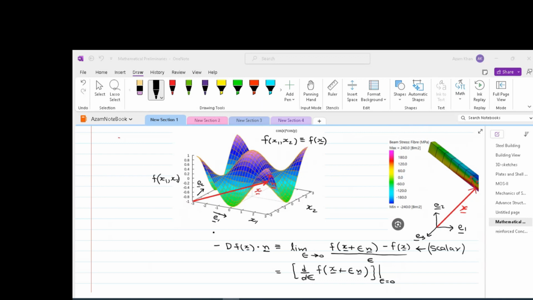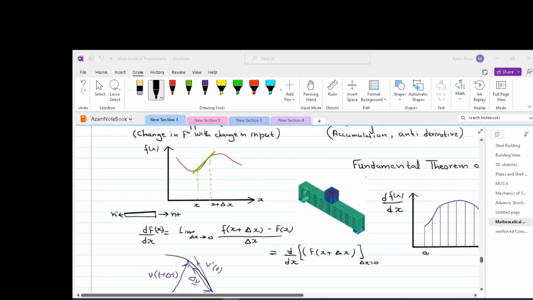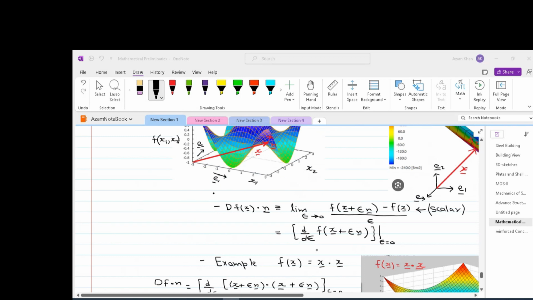n is a random vector which is on this surface. Then we subtract the initial value, divide everything by this eta, and we make this eta tend to 0. This can also be written as d by d eta of f of the position vector plus eta n, where eta tends to 0. And this is the same thing as we discussed, that this can be written as d by dx of f of x plus delta x, where delta x tends to 0. So that is the definition of directional derivative.